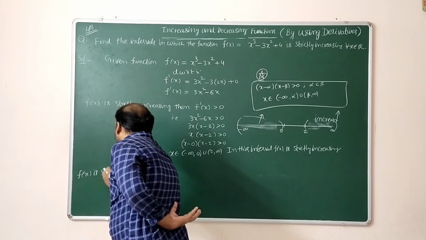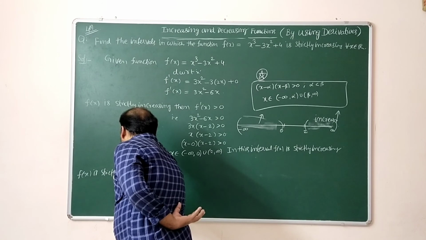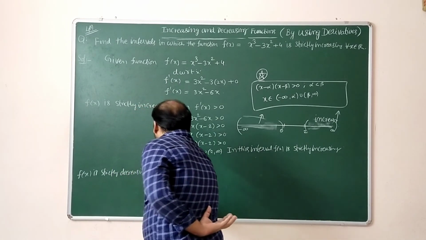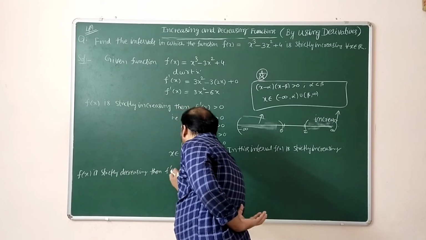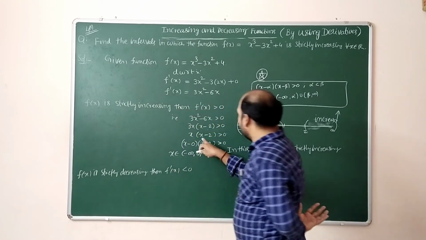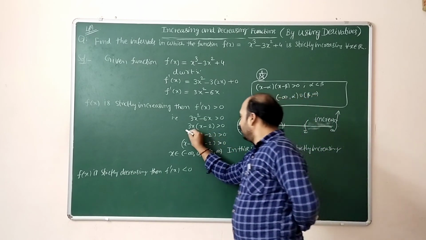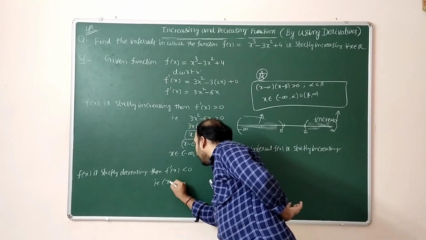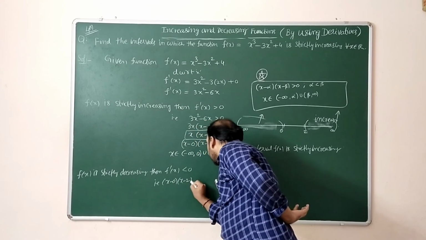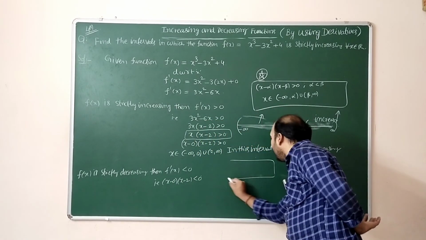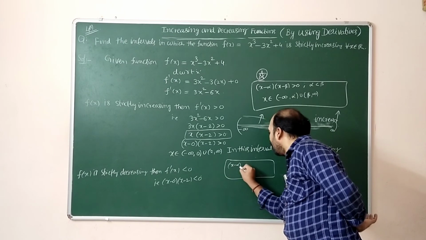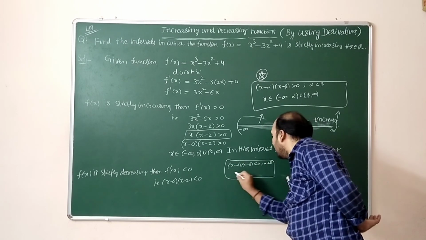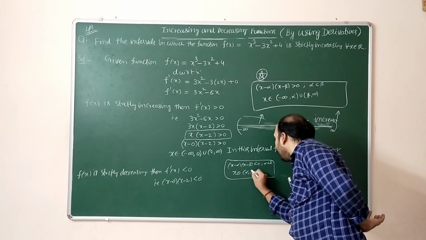f of x is strictly decreasing. Then f dash of x is less than 0. Directly I am writing this one, taking the f dash of x value. So x minus 0 into x minus 2 is less than 0. Again we have a formula: x minus alpha into x minus beta is less than 0, when alpha is less than beta, x belongs to the open interval of alpha comma beta.